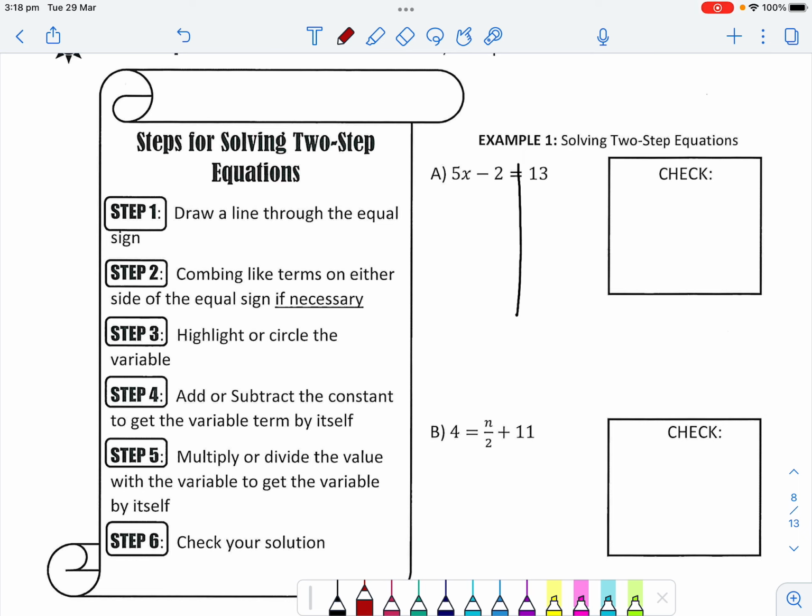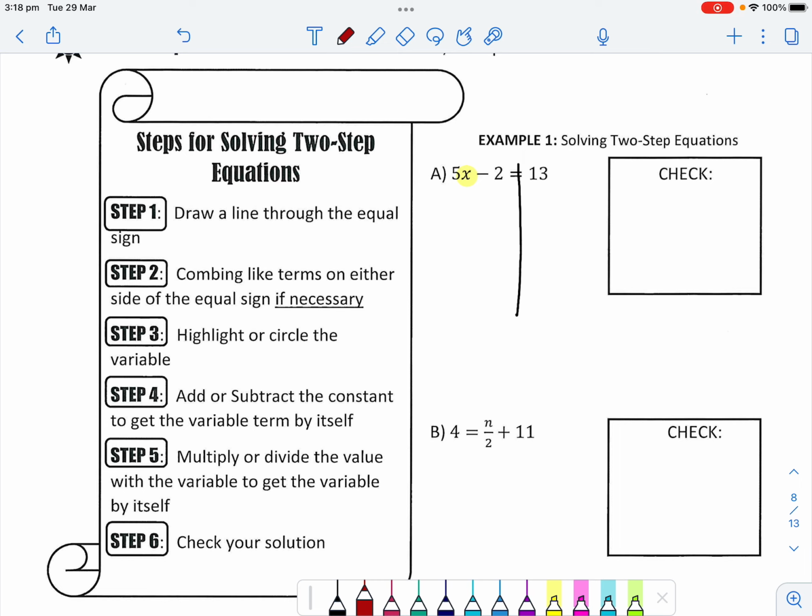Step 3 says to highlight or circle the variable. Again, this is the one step where I'm like, if you do it, great. If you don't do it, that's fine too. So if I highlight this variable really quick, I know that I'm solving for x here. It says to add or subtract the constant to get the variable term by itself.